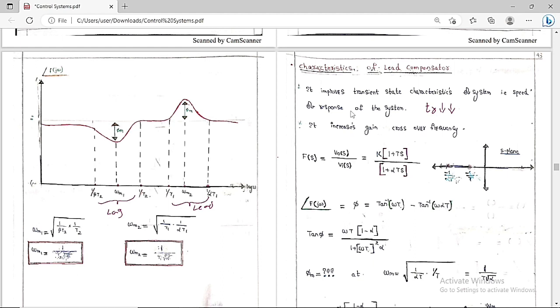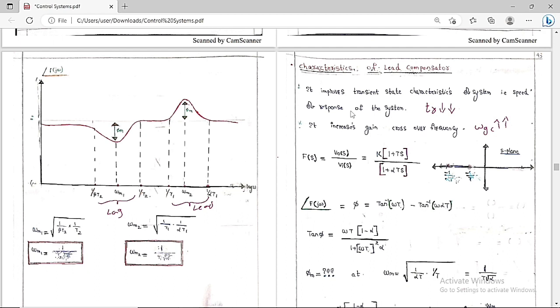And it is also going to increase the gain crossover frequency. So omega G is also going to increase because of this lead compensator. So always remember the lead compensator: by lead compensator, we improve the transient state characteristics of the system, meaning the speed of the response is improved and the rise time decreases, and it also increases the gain crossover frequency.